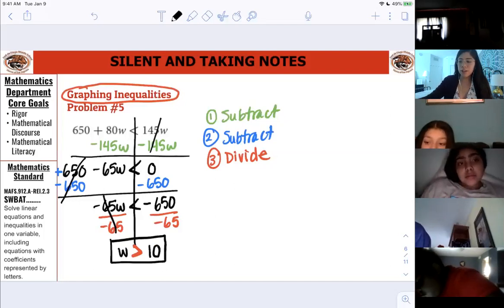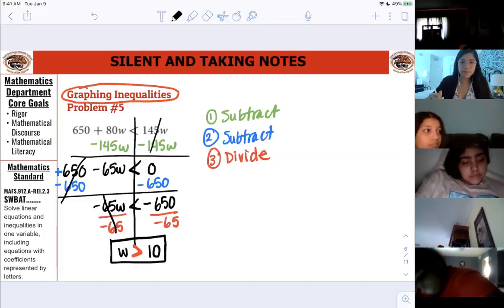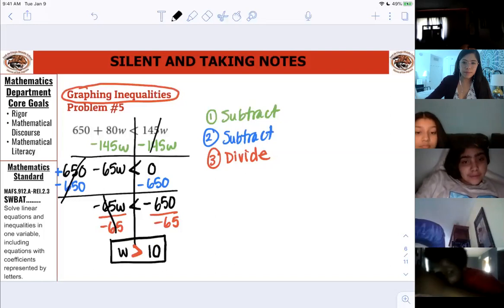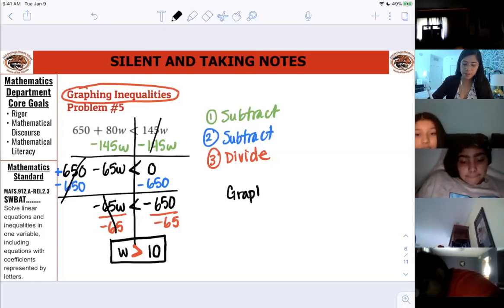Does anyone have a question on any part of this problem, what I did? Make sure you understand. Okay. So now we're going to graph it. Graphing is super easy, you guys. I don't want you to stress out about the graphing part because it's actually really easy.